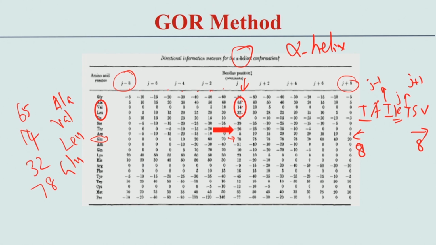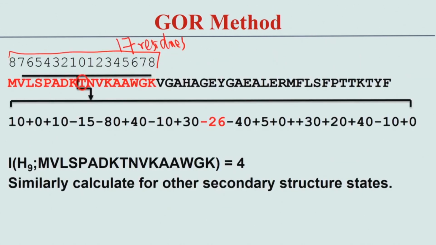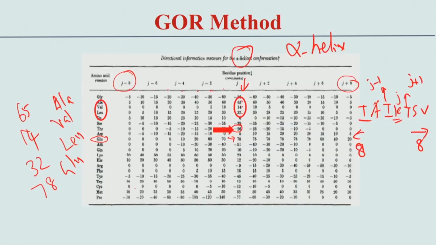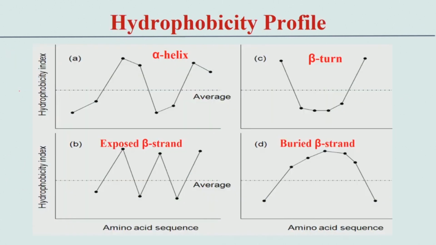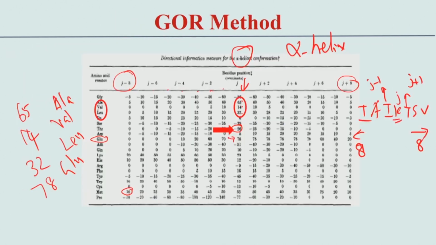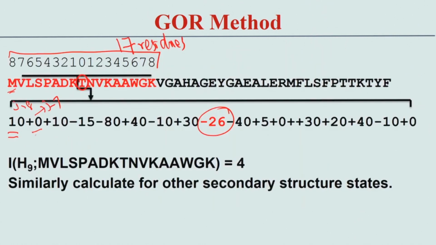T is here, this is the central value, equal to minus 26, so they put minus 26 here. Then take J minus 8. Which residue is J minus 8? Methionine. So go with the methionine, this J minus 8 is 10, put the value 10. This is J minus 7, which is valine. If you see the valine at J minus 7, that is equal to 0.